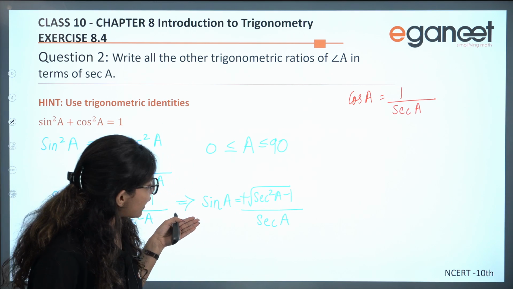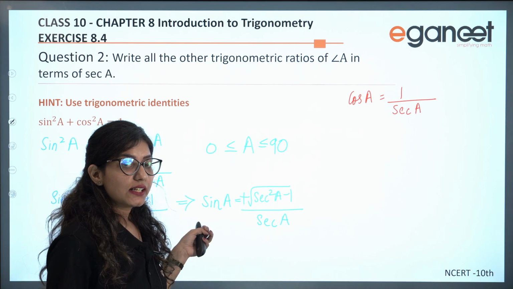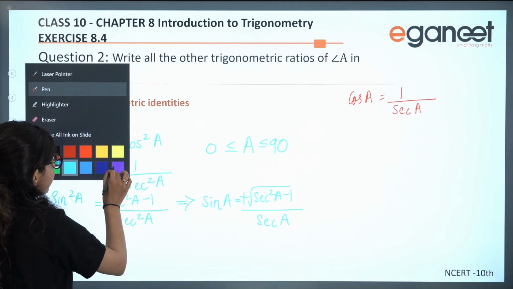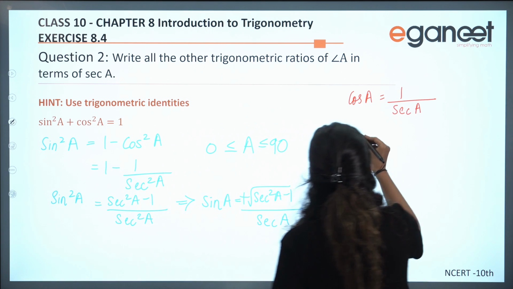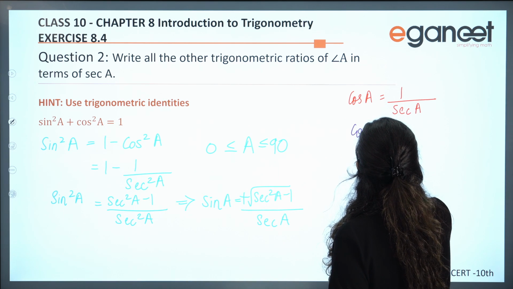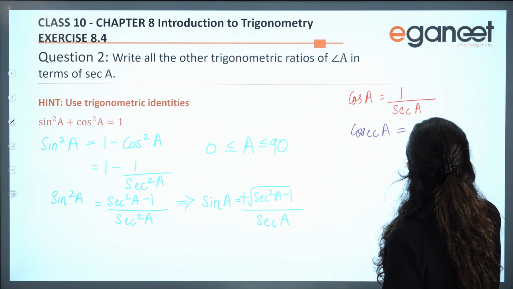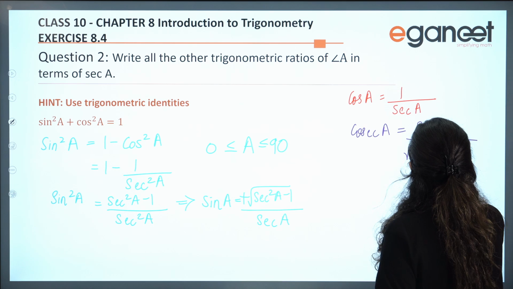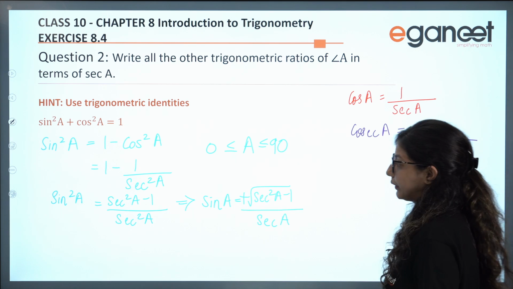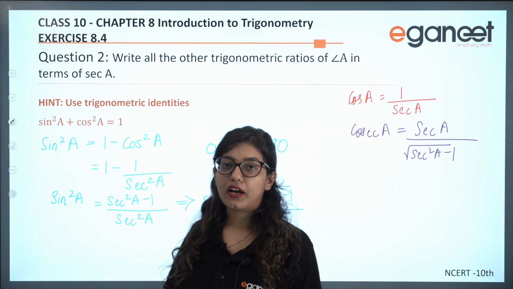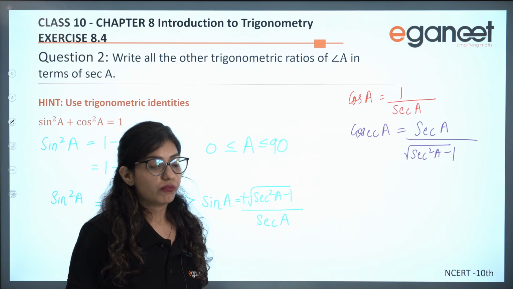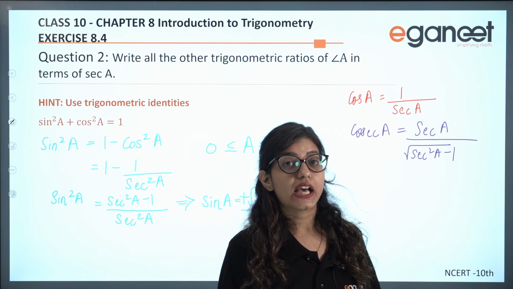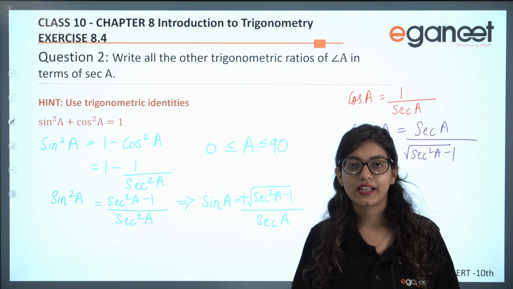Which trigonometric ratio can we find from sin A? Yes, we can easily find cosec A as it is its reciprocal, right? So cosec A will be equal to sec A upon root of sec square A minus 1, right? Now that we have three trigonometric ratios which we have represented in terms of sec A, how can we find the remaining two, that is tan A and cot A, right?